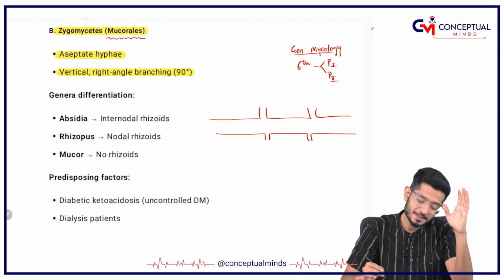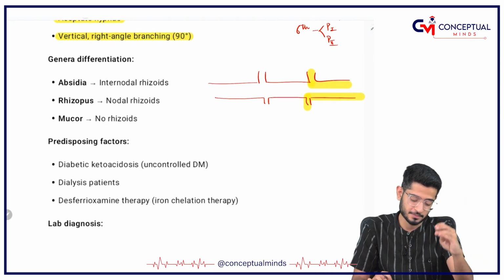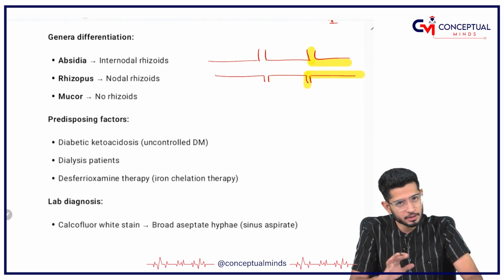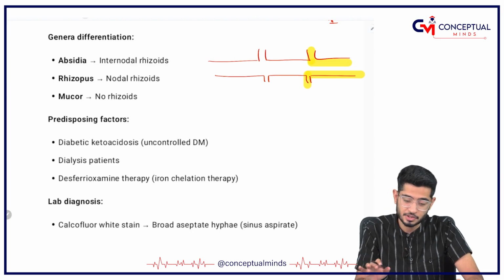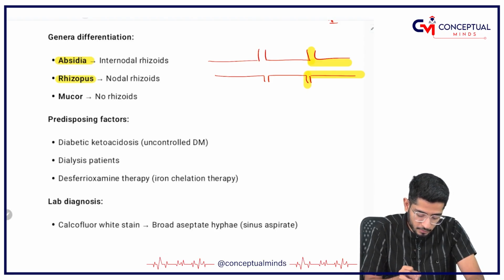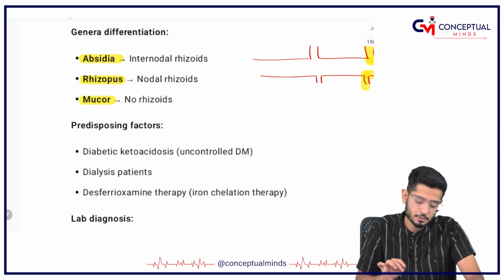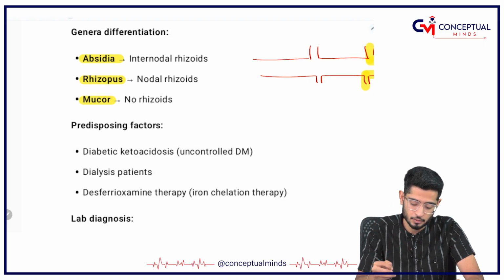So these are the Zygomycetes. 90-degree branching. If I talk about genera differentiation, remember in Zygomycetes there are 3 genera. One is Absidia, then Rhizopus and Mucor. So Absidia, Rhizopus and Mucor, there are 3 in Zygomycetes.